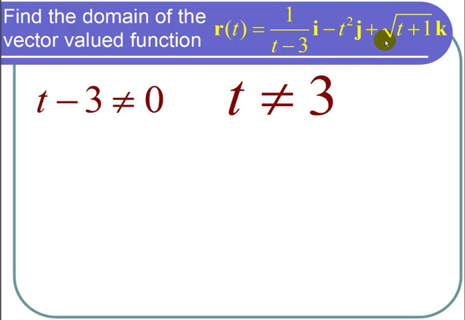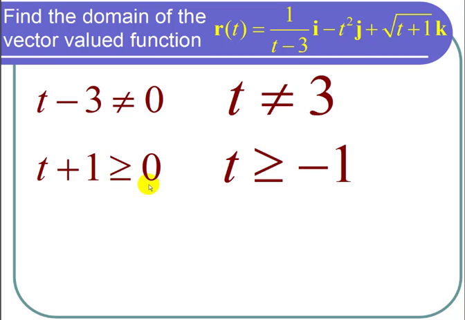For the third component, the square root of t plus 1, we have to make sure that the inside is greater than or equal to 0 because the square root can't be negative. So t plus 1 is greater than or equal to 0. So we get that t is greater than or equal to negative 1.